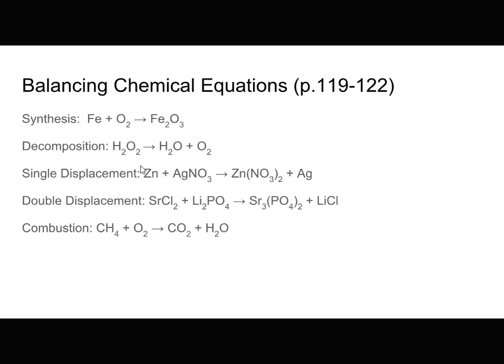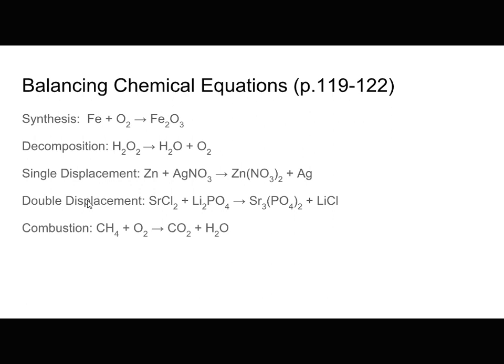When you make the switch, you have to make sure charges balance. And zinc is a +2 charge. Nitrate is a -1 charge. Therefore, I had to put the 2 here. With that 2 nitrates, that means I have to put a big 2 in front of the silver nitrate reactant. And then I have to put a 2 in front of the silver product as well.